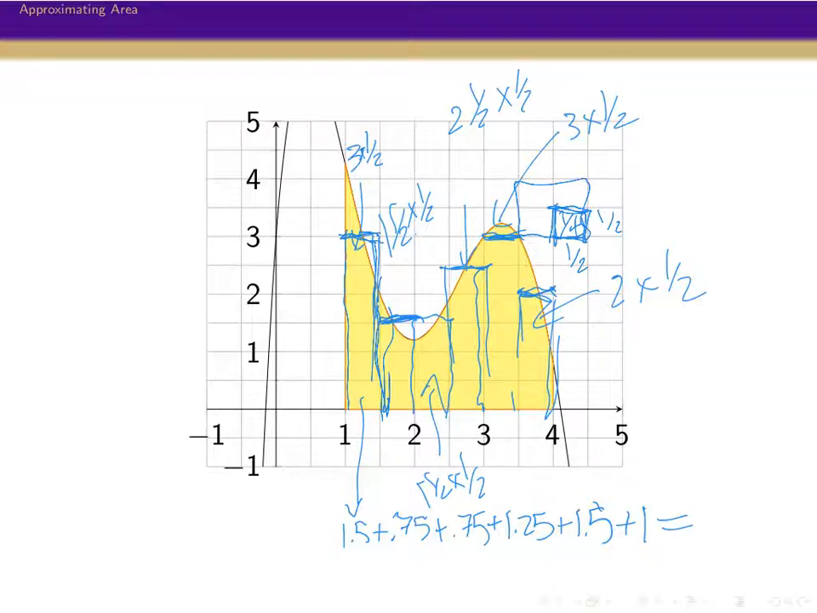So it looks like about 6.75 is this estimate. And because we were using sort of a finer mesh, we'd expect this to be a little bit better estimate than we had before.